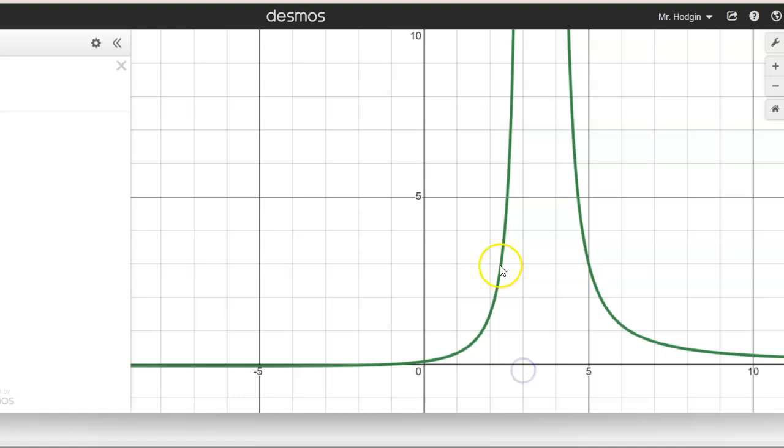Just as expected, this is approaching 3 from the left. Never will quite get there. This is approaching 4 from the right. We'll never quite get there. It'll just get closer and closer to 4. Right? The limit as x goes to 4 is infinity on both sides. And there's nothing going on in the middle.